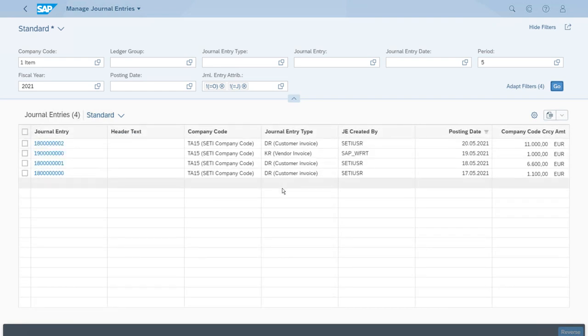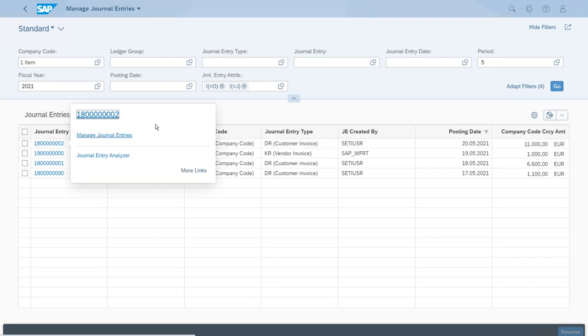So we got the summary of the documents that had been posted. And actually, the one that we want to check right now is the first one, which is the last one that we have posted. So let's click on that one, on the ID. And in the context menu, let's click again on the ID of the document.